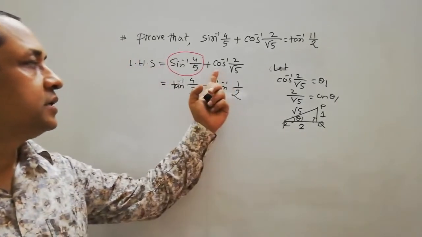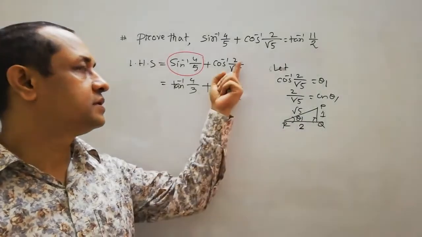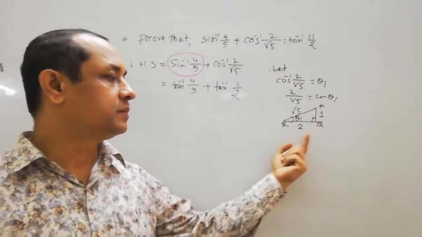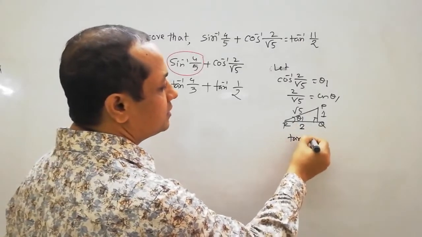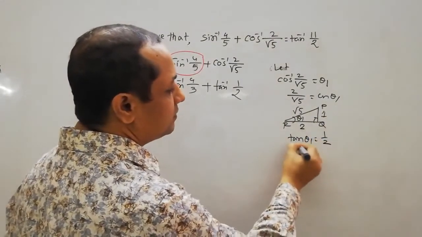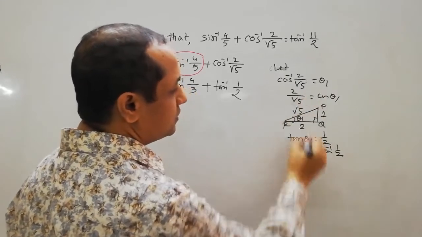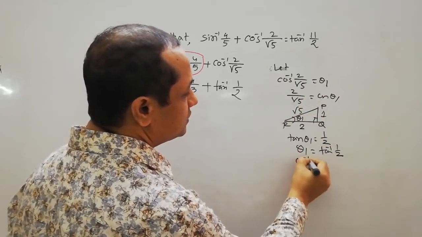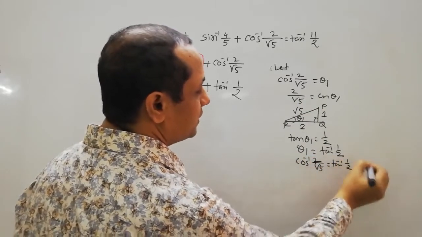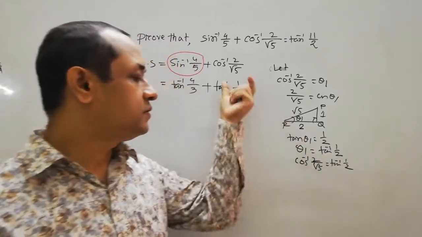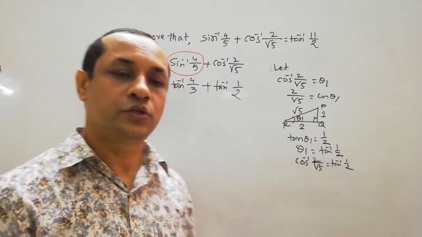So we can write tan inverse 1 by 2, perpendicular by base. We know that tan theta 1 equals perpendicular by base, so theta 1 equals tan inverse 1 by 2. So theta 1 equals cos inverse 2 by root 5 equals tan inverse 1 by 2. So student, here cos inverse 2 by root 5 equals tan inverse 1 by 2.